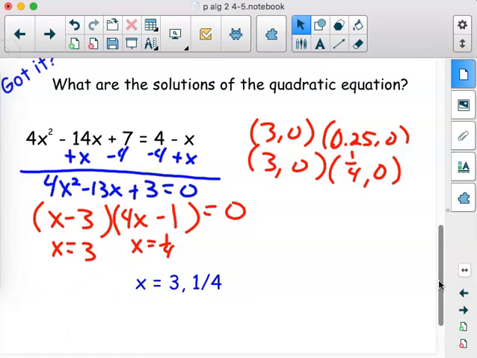Now that's not true for some of the problems that you have in the homework. They are not nice zeros. It's not something you're going to look at and go, oh yeah, I know that fraction. I know exactly what that is. So if it says to use the graphing calculator, just go ahead and use the graphing calculator.